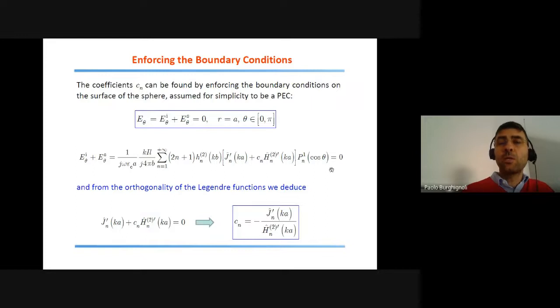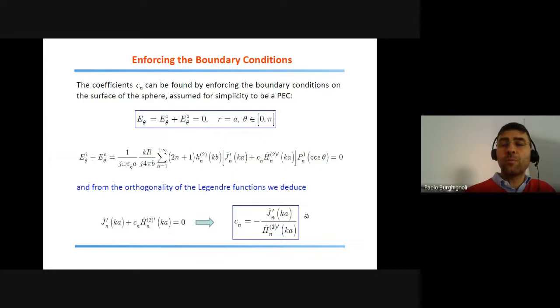summation, and then you make use of the orthogonality properties of the Legendre functions, you would deduce that all the coefficients of these infinite terms in the summation should be equal to 0. So therefore, the quantity in square brackets in particular should be equal to 0. And this means that the unknown coefficient, C sub n, that describes the scattered field, is given by the simple expression that you can see here in the box below.